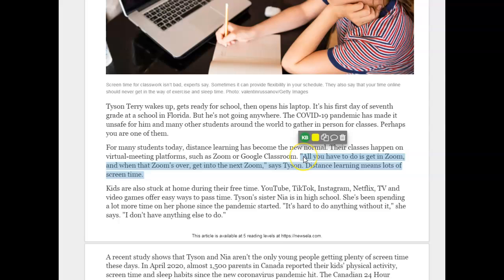It says, "All you have to do is get in Zoom, and when that Zoom's over, get into the next Zoom," says Tyson. "Distance learning means lots of screen time." All right. So we can verify that going from one Zoom to the next is the process, which makes that part a fact. But distance means lots of screen time. That's an opinion, because where Tyson thinks that is a lot, somebody else might go, well, I didn't think it was that much screen time.